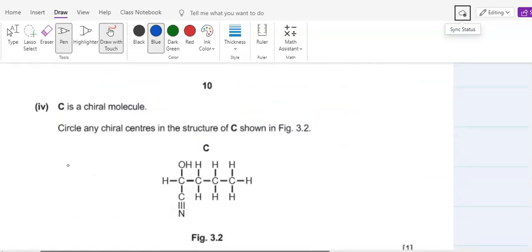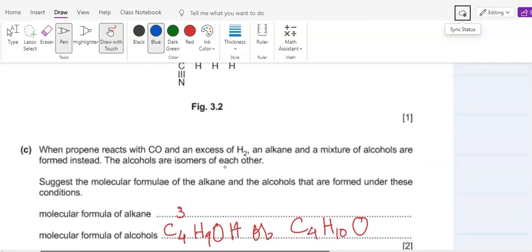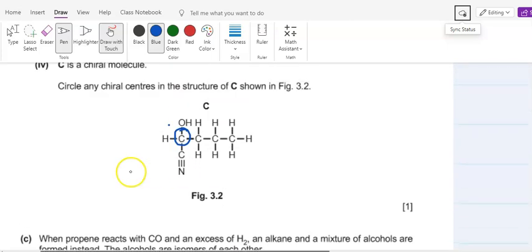I hope you understand this part. And now we talk about the chiral carbon. You can see this carbon is chiral. Why? Because you can see four different groups around it. And the rest we will do afterward.